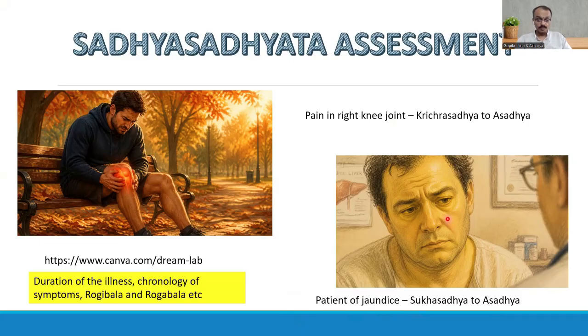Regarding Sadhya Asadhyata, here for the pain in the right knee joint, the Sadhya Asadhyata may range from Krichra Sadhya to Asadhya. Whereas in the second example, the patient of jaundice, the Sadhya Asadhyata may range from Sukha Sadhya to Asadhya. This particular range of Sadhya Asadhyata can be analyzed or assumed via duration of illness, chronology of the symptoms, Rogi Bala assessment and Roga Bala assessment. Hence, we have to take a detailed, elaborate case history to make the diagnosis accurately.